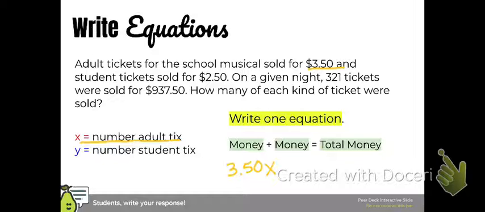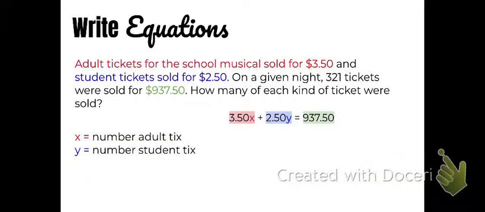And then student tickets sold for $2.50. So student tickets are $2.50, but not just $2.50, we need to multiply that by the number of student tickets that were sold. So the amount of money you got for the adult tickets plus the amount of money you got for the student tickets equals the total money. That would be one of your equations.